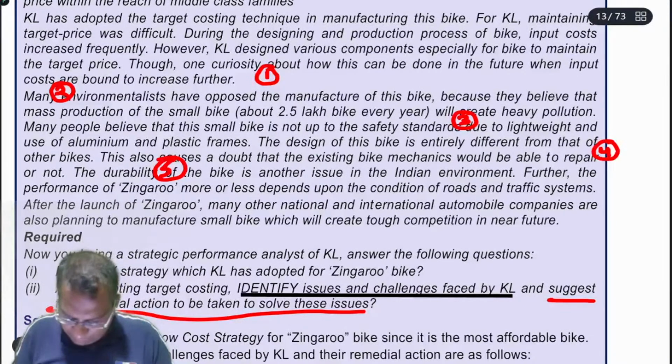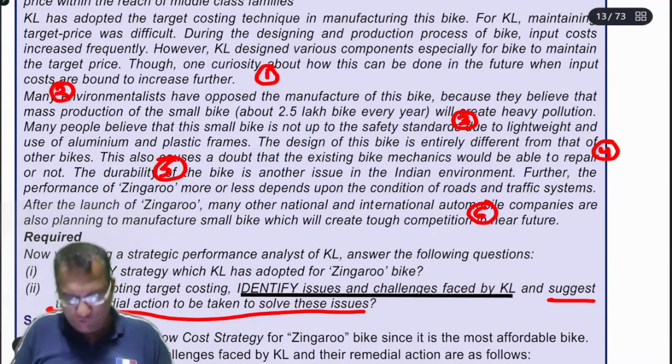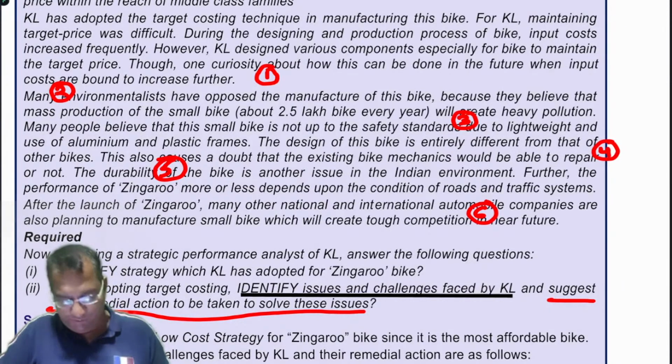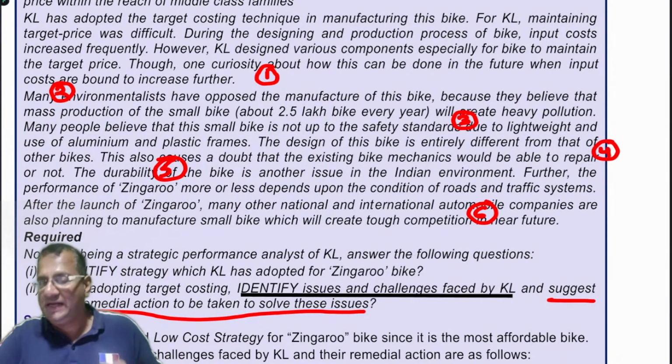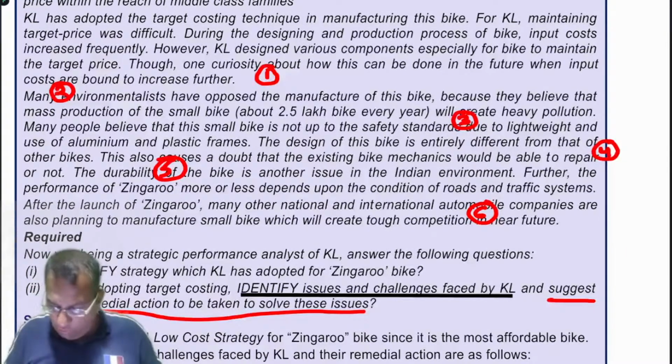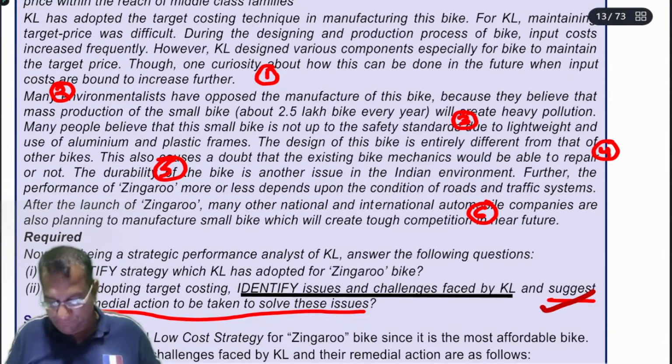And the last problem is related with competition. So there are 6 issues being faced by the company KL. The very first issue: what will happen if input cost further rises due to inflation? So we also have to provide the suggestion.